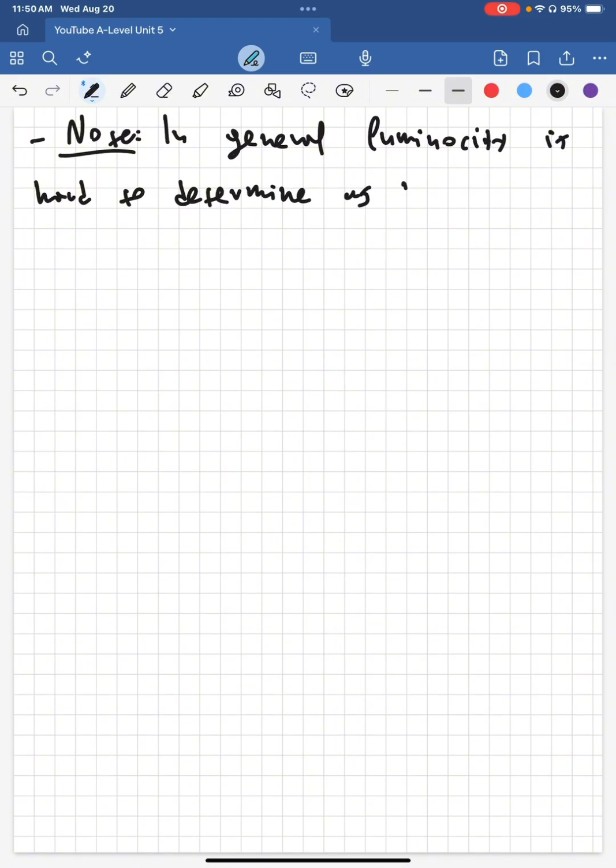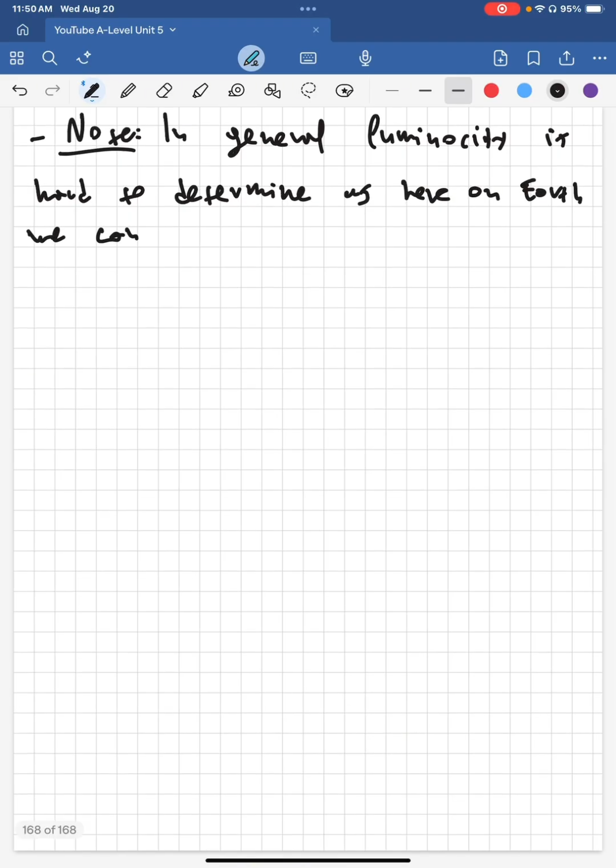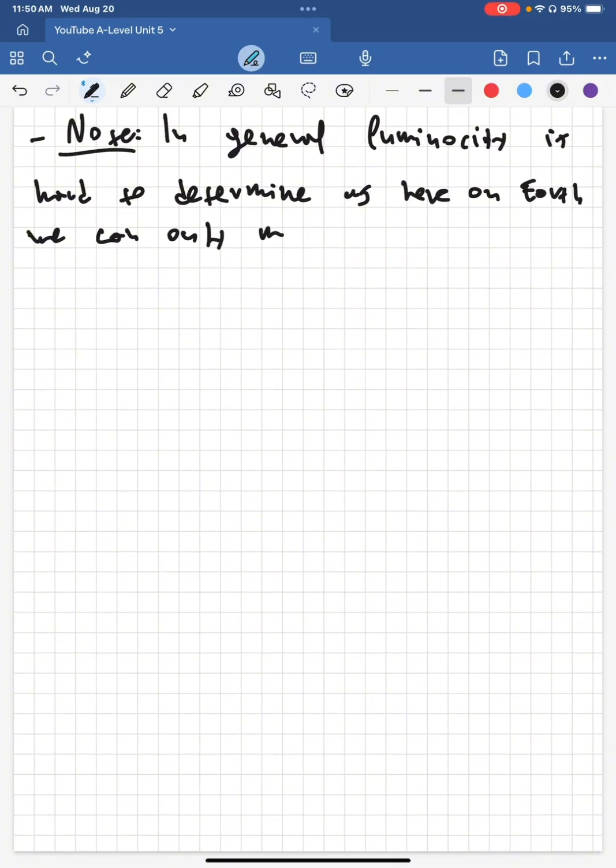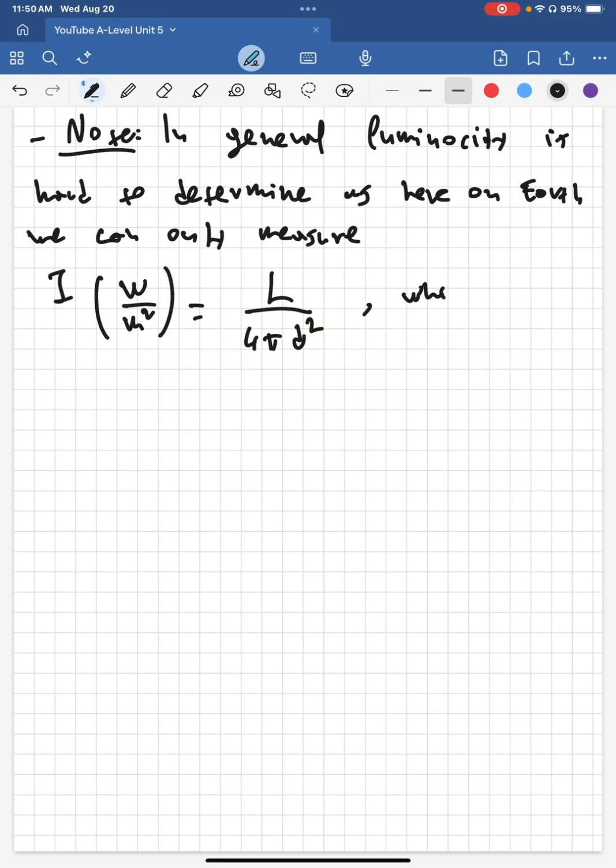As here on Earth, we can only measure I, the intensity of radiation, which is measured in watts per square meter. So this is the letter I. I'm sorry for my bad handwriting, okay? And this is equal to the luminosity over 4 pi d squared, where d is the distance.